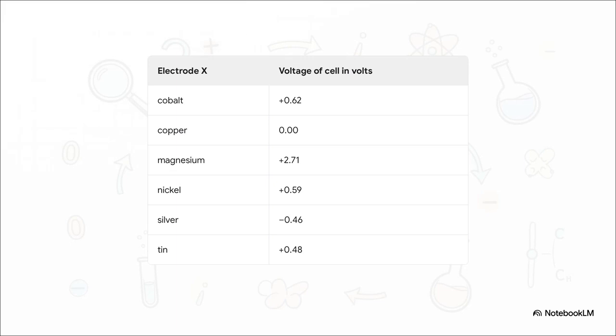Now, this is where it gets interesting. Take a look at these numbers. First, notice that when you pair copper with itself, you get 0 volts. That makes perfect sense, right? It's our baseline. But then look at magnesium. It gives a massive positive voltage of 2.71. And on the flip side, you've got silver, which actually gives a negative voltage. These numbers are the key to unlocking everything else.